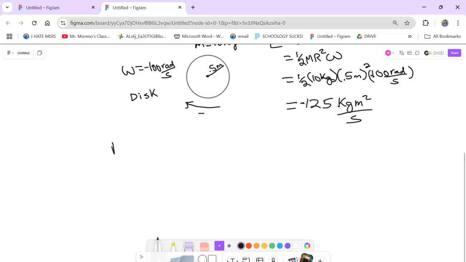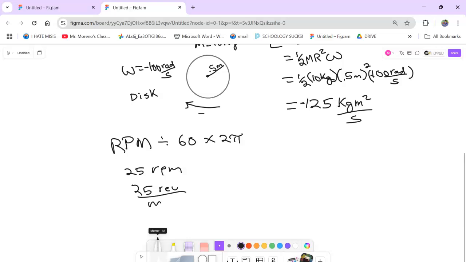Remember, if you're given RPMs, the way we take care of that in class, we divide that by 60, and then we multiply everything times 2 pi. If you need to see that in dimensional analysis, let's just say we had 25 RPMs, say 25 revolutions per minute.